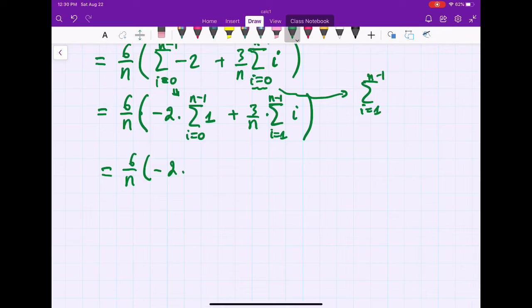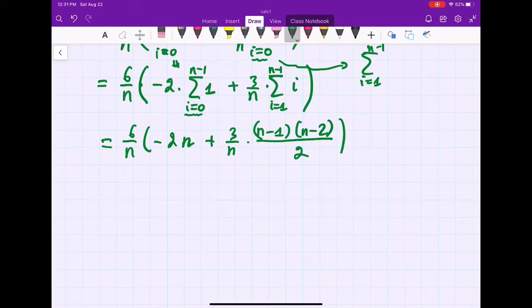Here you have n ones, right? Because the index i runs from 0 to n minus 1, you have n terms over there. So that means you have n in here, plus 3 over n. Here you have the sum of the first n minus 1 natural numbers. So I have n minus 1 times n minus 2 over 2. We have such a formula. Okay. Then I might simplify this.